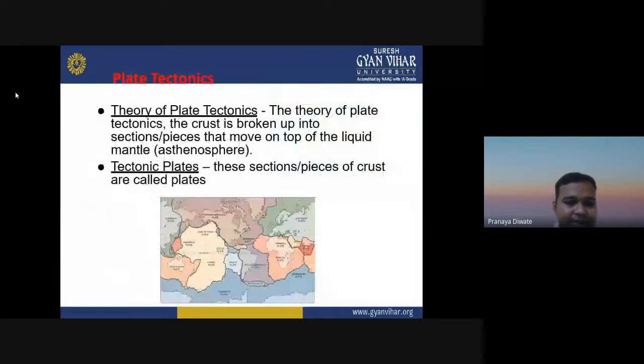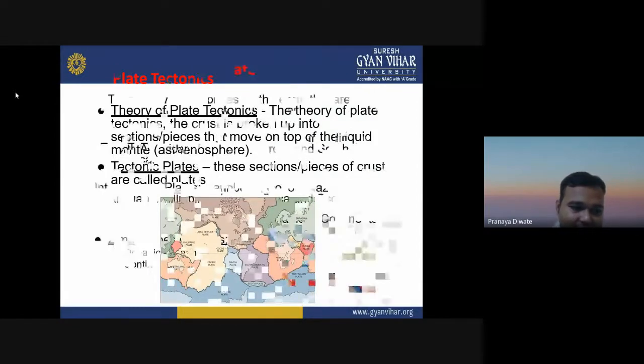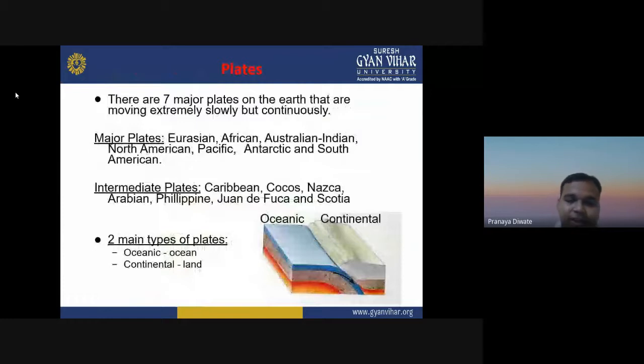So what does the theory of plate tectonics suggest? The crust is broken up into sections that move on top of the liquid mantle. These sections of crust are called plates. There are 7 major plates on the earth that move extremely slowly but continuously. The major plates are the Eurasian plate, African plate, Australian-Indian plate, and North American plate.